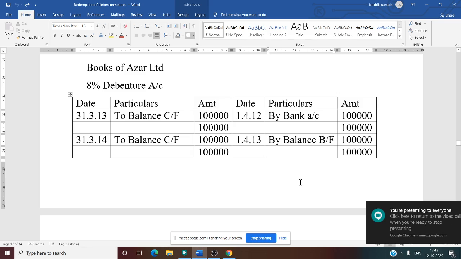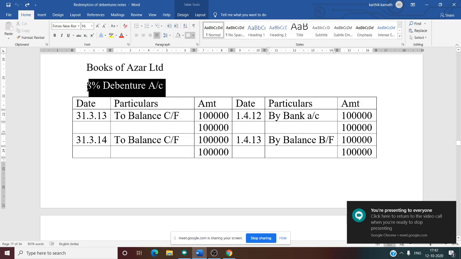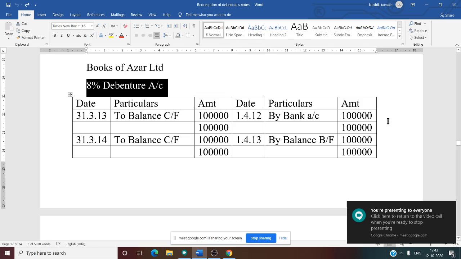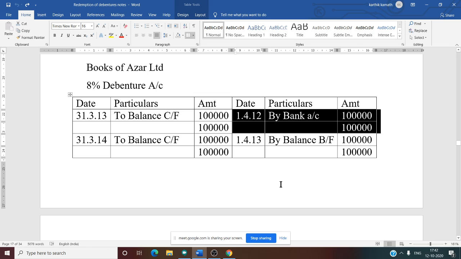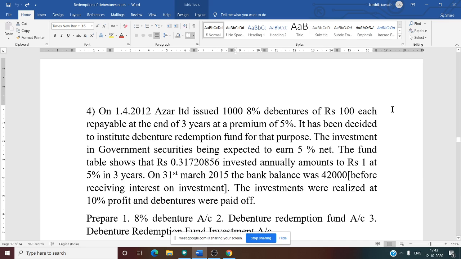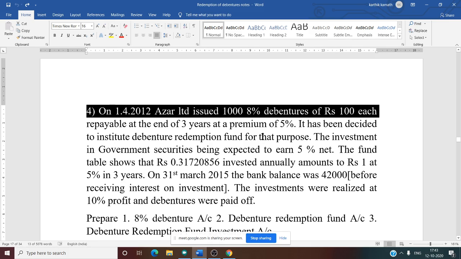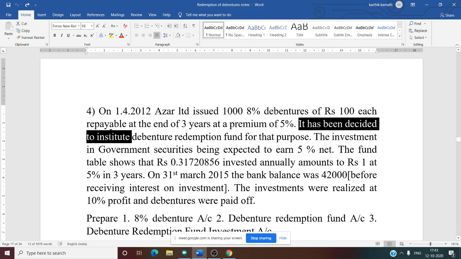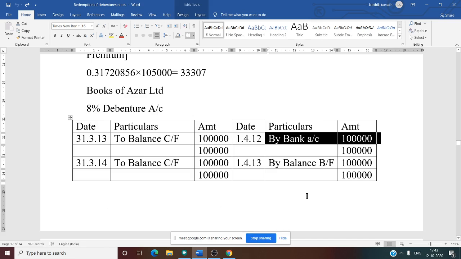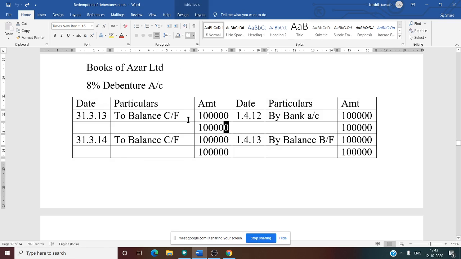Yes. So start from the credit side. Debenture we know has credit balance. So start from credit side. Credit side 1/4/2012 by bank account. That is issue, 1 lakh. See the question now, issued at par, paid at premium. So only par amount, 1 lakh only. Close that year. No other entry.